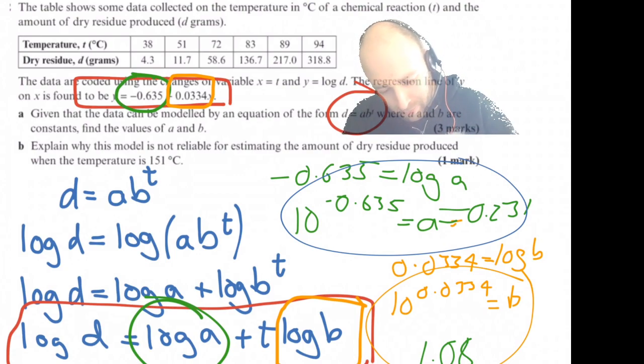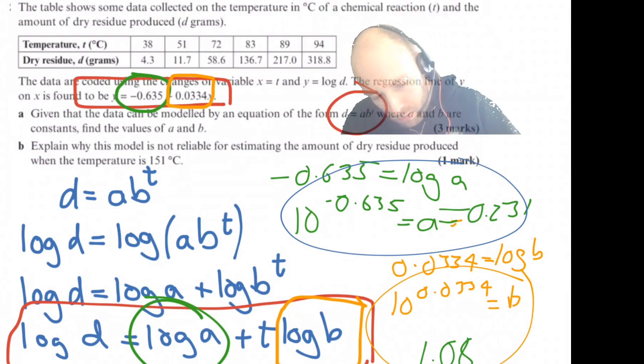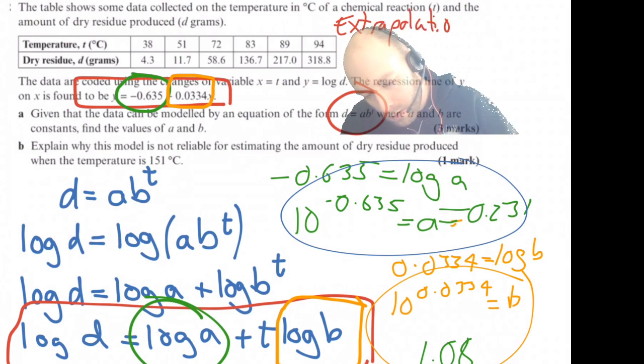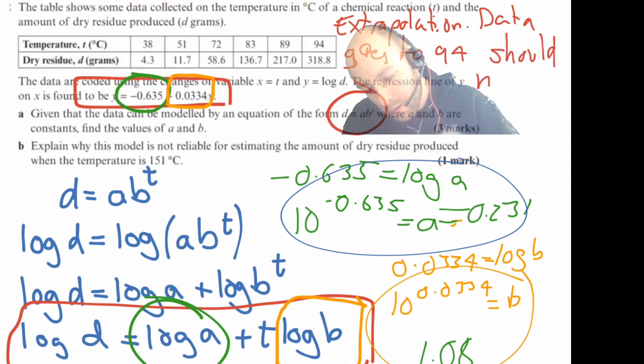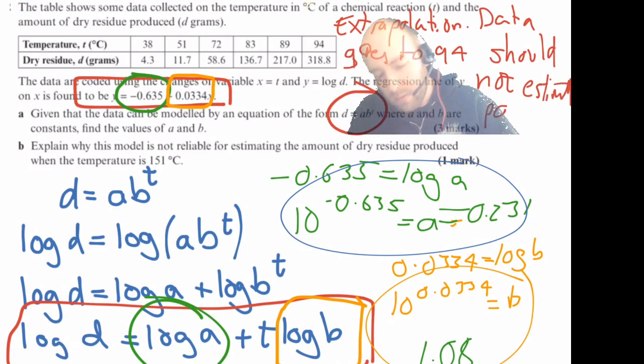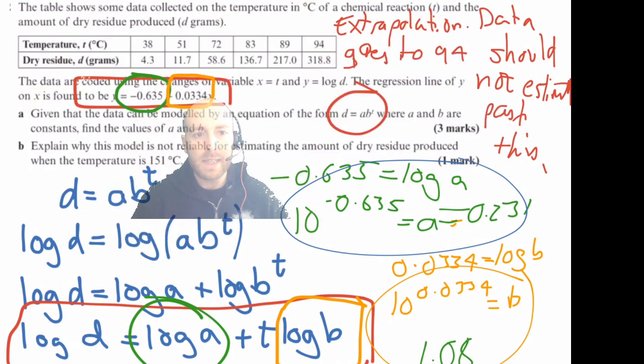So I'll try and write that, but there's not much room on here. Extrapolation: data goes to 94 and then should not estimate past this. So it's too far outside the range of our data to be considered valid. Cool. Is everyone okay with that?